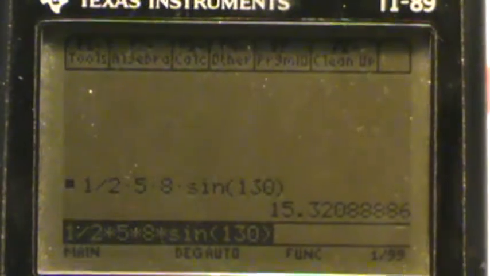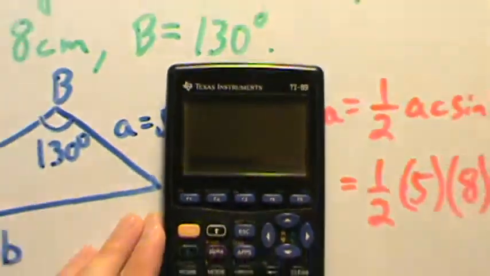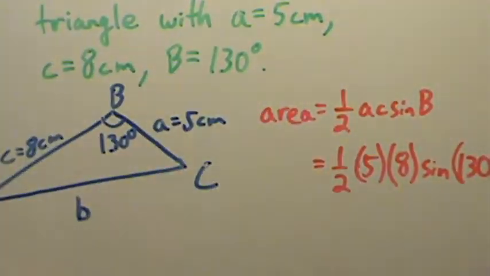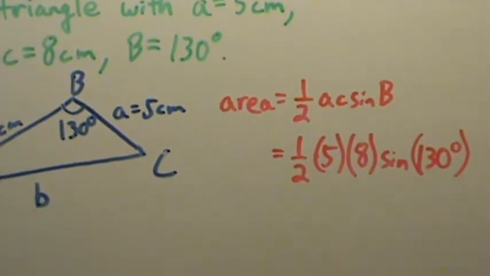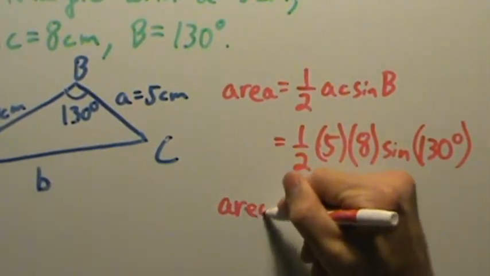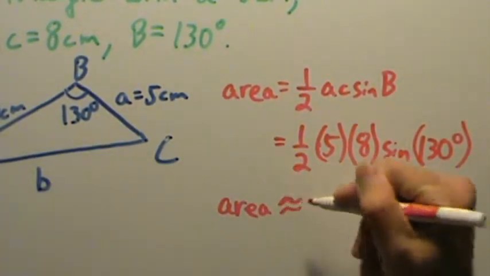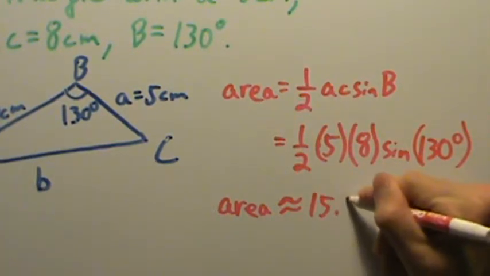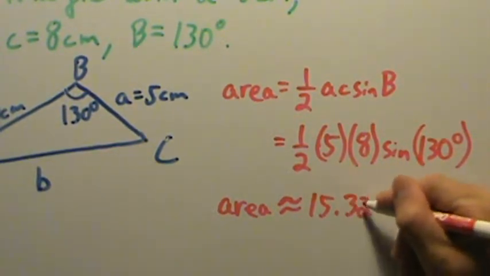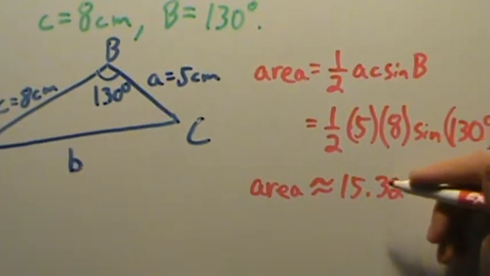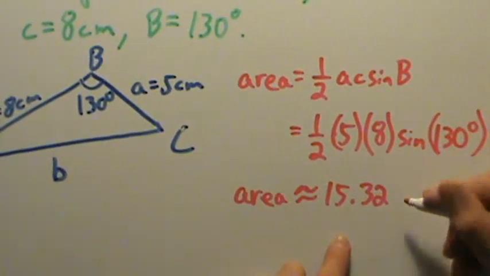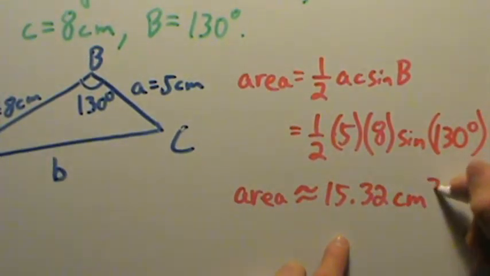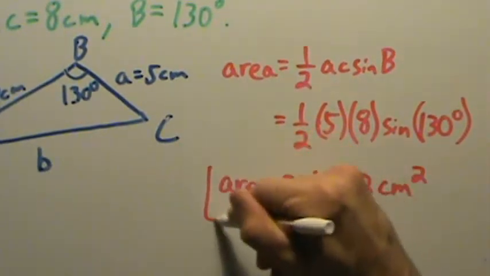So we'll zoom out. Okay, so then what we have is area is approximately 15.32, but we have to be careful. We do have units. The units were centimeters. So the area is approximately 15.32 centimeters squared, or square centimeters.